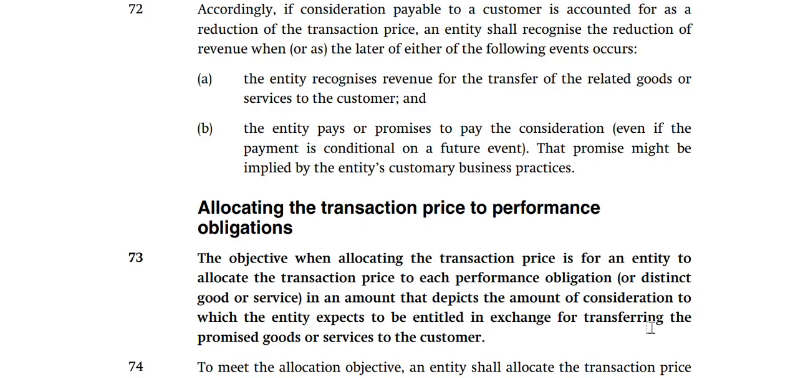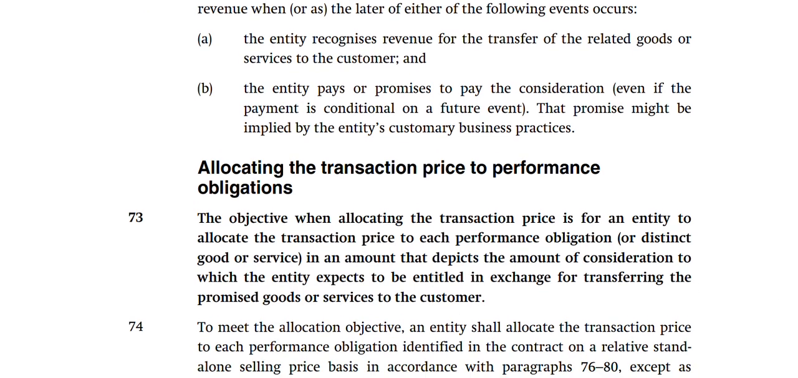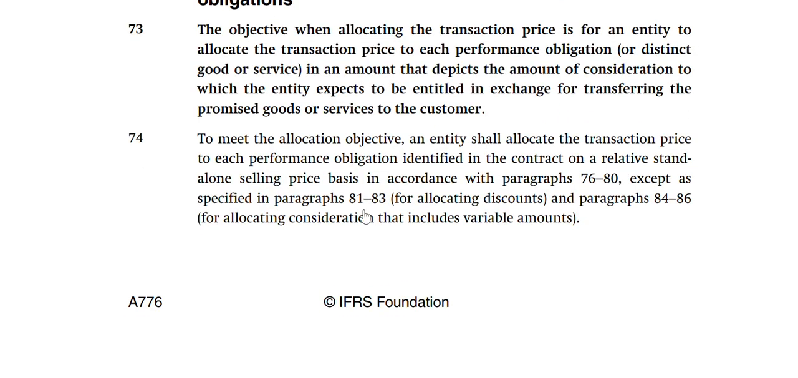Right. So, then we talk about the performance obligation. It's a distinct good or service, right? It is an amount that depicts the amount of consideration to which the entity expects to be entitled in exchange for transferring the promised goods or services to the customer. To meet the allocation objective, an entity shall allocate the transaction price to each performance obligation identified in the contract on a relative stand-alone selling price basis in accordance with paragraphs 76 to 80, except as specified in paragraphs 81 to 83.